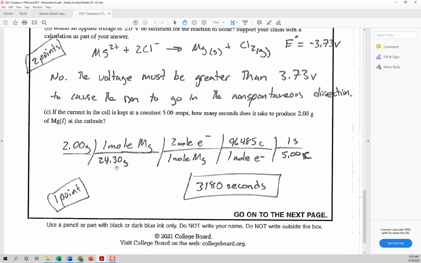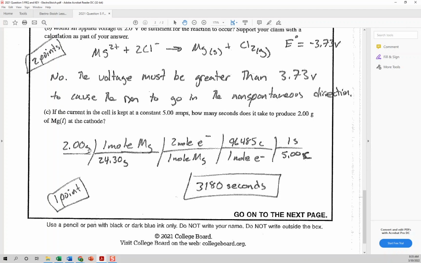Okay. So we would take our 2 grams of magnesium divided by the molar mass of magnesium. That would give us how many moles of magnesium we want to produce. We have to recognize that, again, our source of magnesium ions is 2+, so it takes 2 moles of electrons to completely reduce it. Then if we take our moles of electrons and multiply by Faraday's constant, that'll give us total coulombs. Coulombs divided by our amps will give us our total seconds. So there's our seconds: 3,180 seconds. If we divide it by 60, that would give us our minutes. If we divide it by 60 again, that would give us our hours.